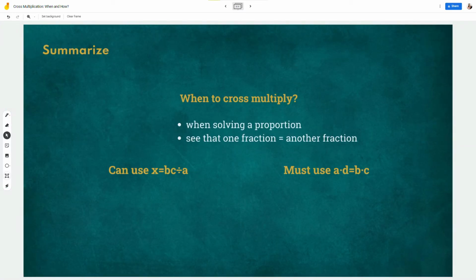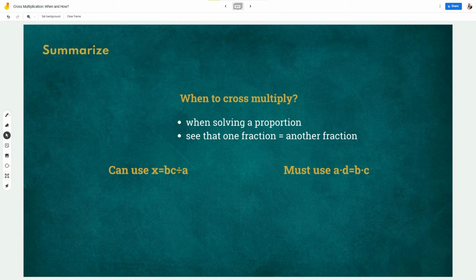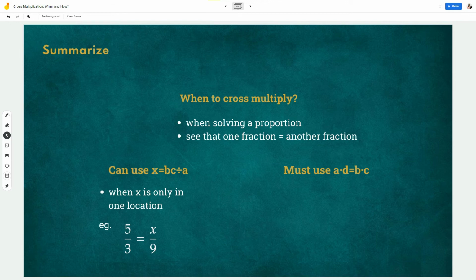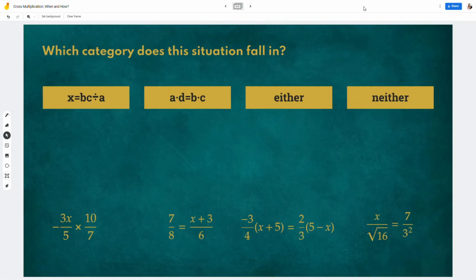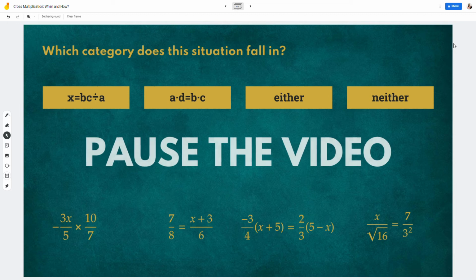To summarize, we cross-multiply whenever we solve a proportion. That is, whenever we see one fraction equal to another fraction. We can use x equals b times c divided by a whenever there is only one x in the proportion. But we must use a times d equals b times c when there is more than one x in the proportion. Here's a pop quiz. Can you match the situation to the category? Pause the video and give it a try.